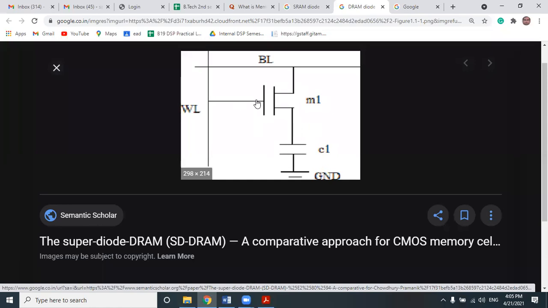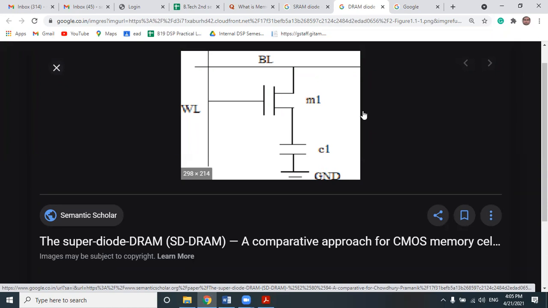The transistor works like a switch on and switch off. When current is passing through it, it works like a switch on. When no current is passing through the transistor, it works like a switch off, right? And what is the job of the capacitor? The capacitor's job is to store electric charges. Here, information is stored in DRAM cells in the form of electric charge in a capacitor.